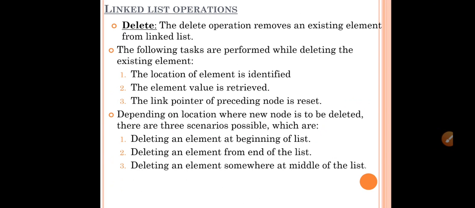Depending on the location where the node is to be deleted, there are three scenarios possible, which are deleting an element at the beginning of a list, deleting an element from the end of the list, deleting an element somewhere in the middle of the list. Okay, so these are the three scenarios.